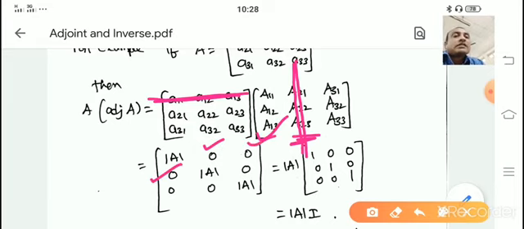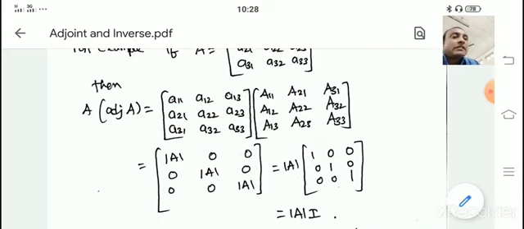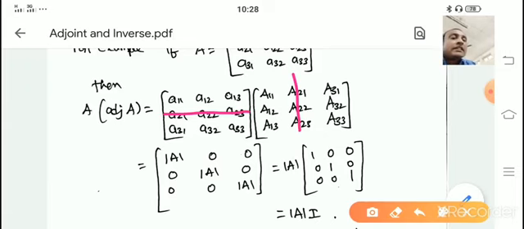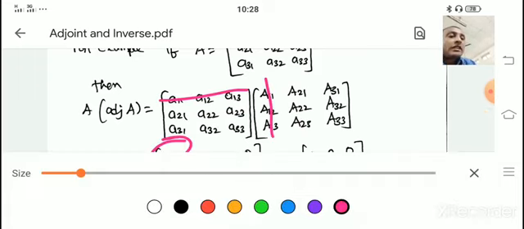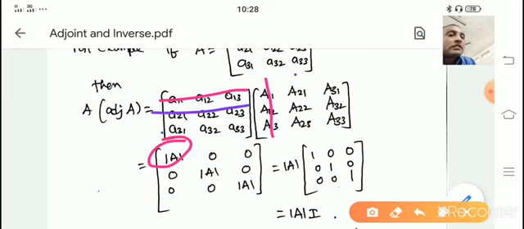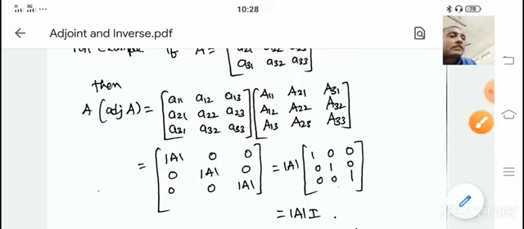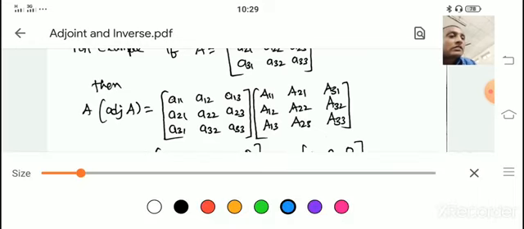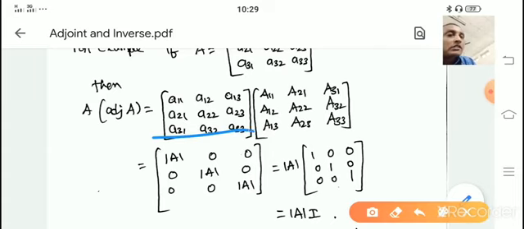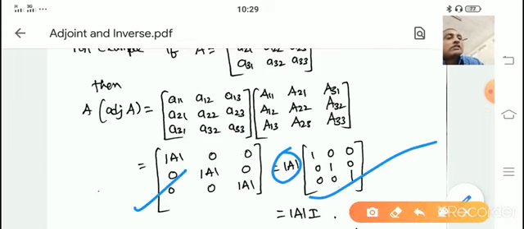Similarly, for the second row, second column, that time determinant will come. When I multiply second row, second column, determinant of A will come. First row, first column, when I multiply, determinant of A will come. Understood? And if it is second row, second column, determinant of A will come. And if it is third row, third column, determinant of A will come, understood. So, after taking the determinant common from this matrix, you get 1 0 0, 0 1 0, 0 0 1 from the matrix, determinant of A into I, right.